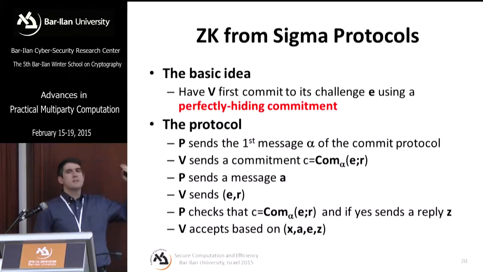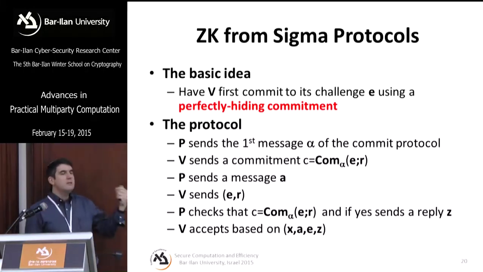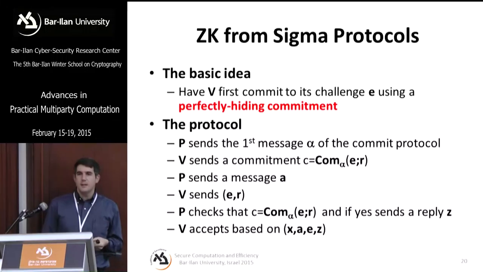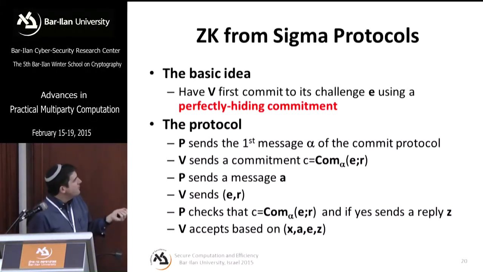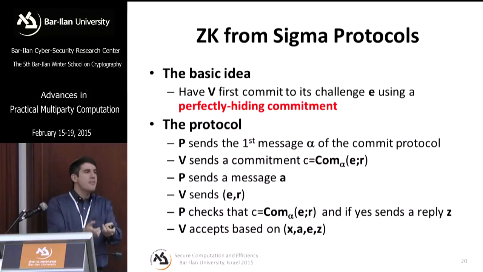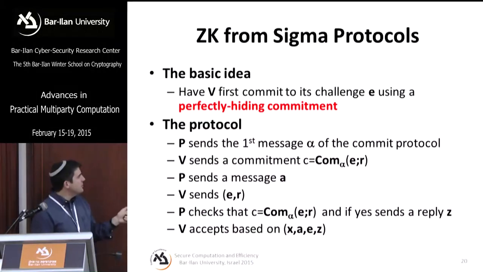Intuitively, well, completeness obviously hasn't changed. Intuitively, soundness also stays the same. And the reason why soundness stays the same is because the verifier indeed sent a commitment to E beforehand, but by the hiding property, the prover learns nothing whatsoever about that value. So when the prover sends A, it still doesn't know anything about E.